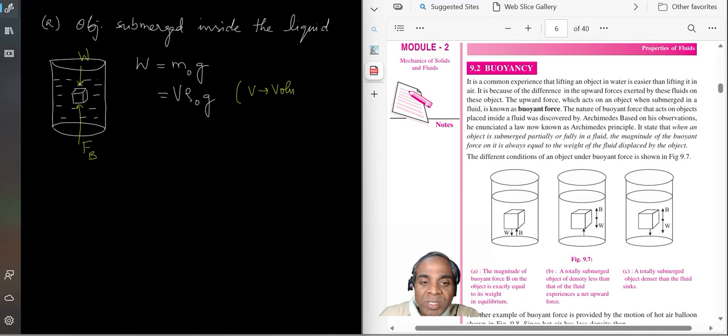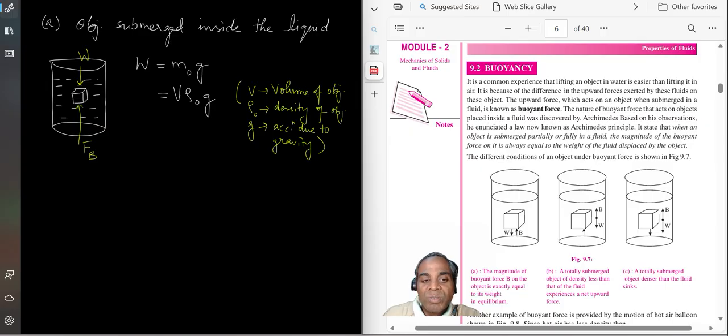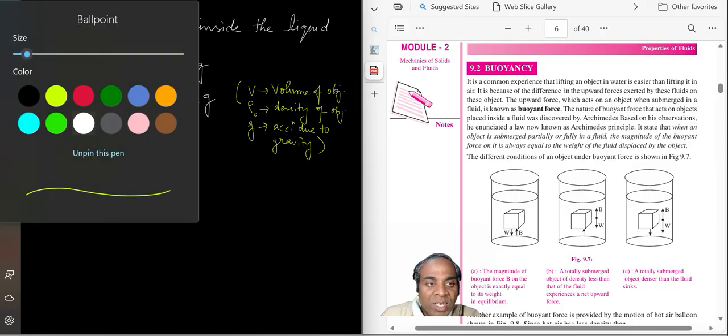V is the volume of the object, rho O is the density of the object, and g is the acceleration due to gravity, which is 9.8 meters per second squared. We have understood this from the gravitational force chapter, right? Now let us develop this equation further.